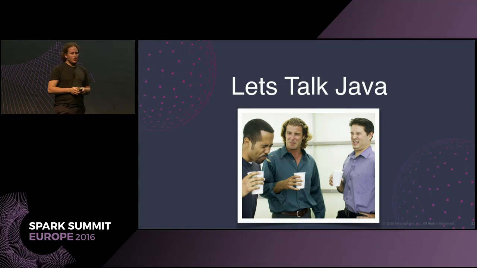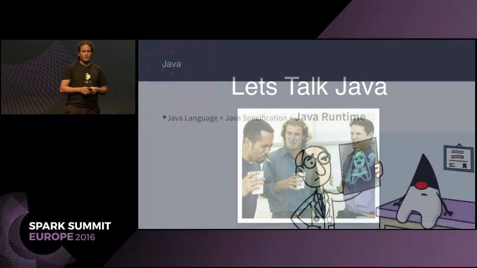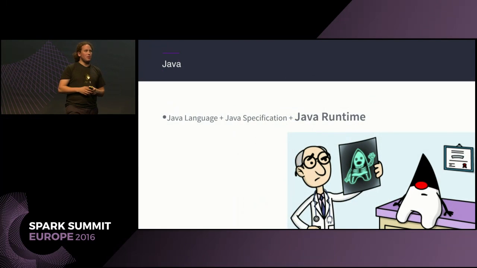Now let's talk a little bit about Java. So Java, similar to Docker, consists of different parts. There's the language, the specification, and then there's the actual runtime. And again, as before, we're going to talk about the specific runtime here.